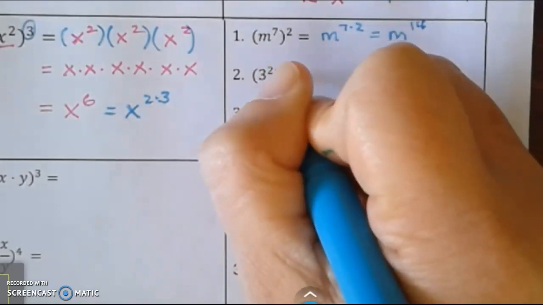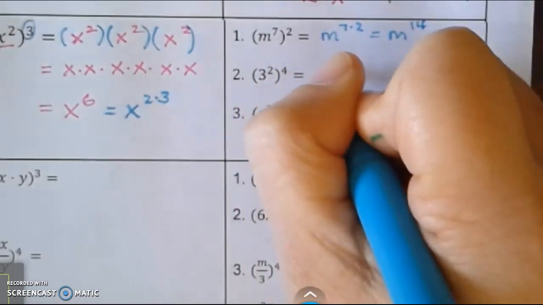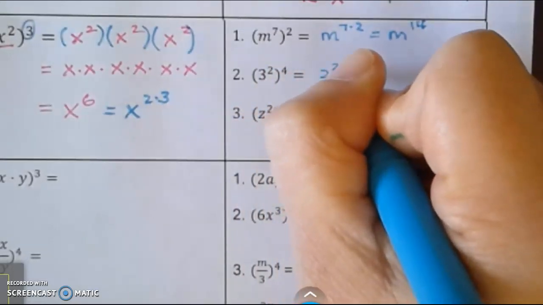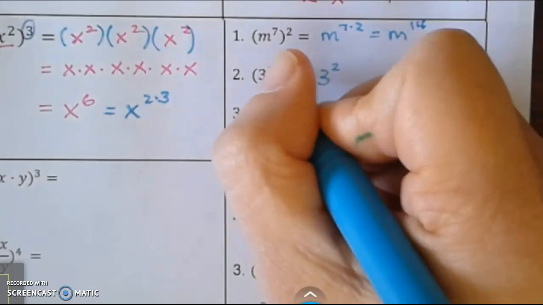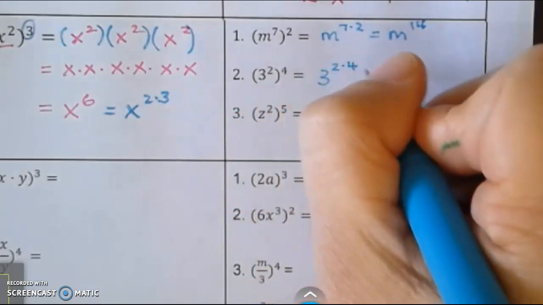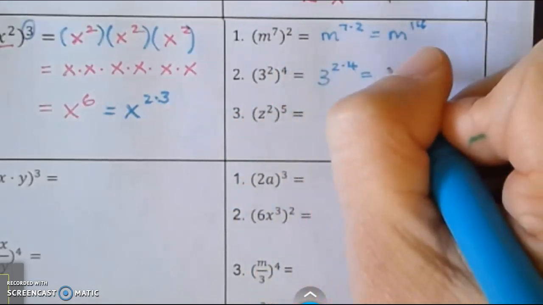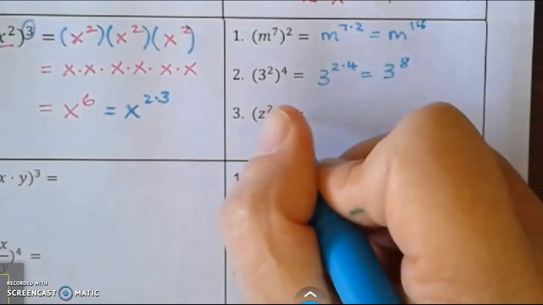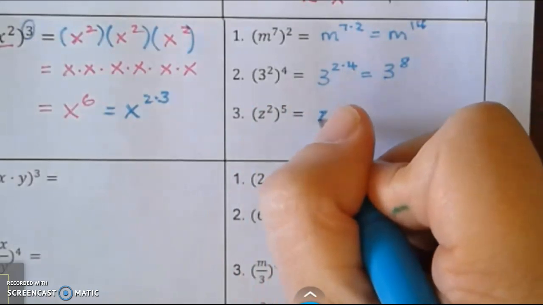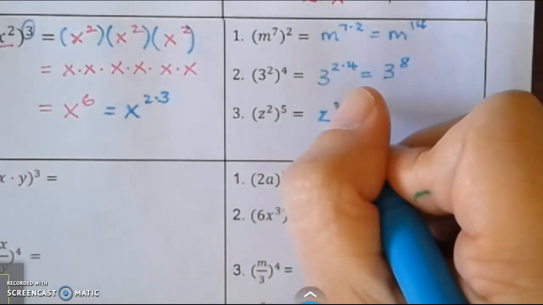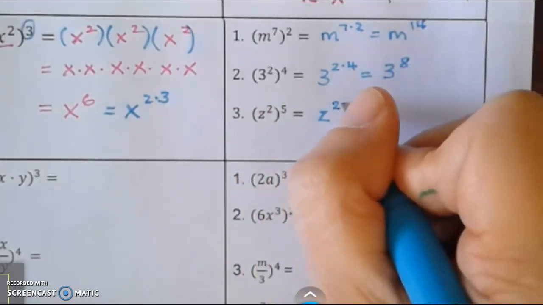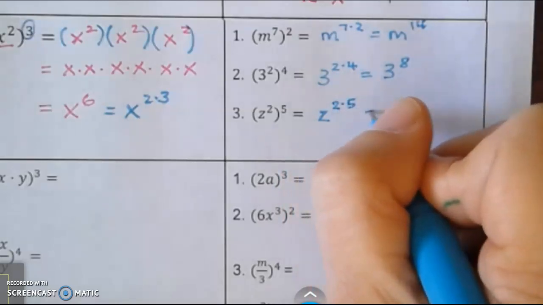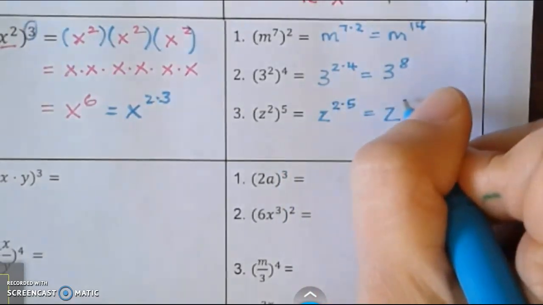What about 3 squared all raised to the power of 4? That's the same as 3 to the power of, and then we can multiply 2 times 4 here, just doing the exponents separately. 3 to the power of 2 times 4 is 3 to the power of 8. And then finally z squared all raised to the power of 5 is the same as z to the power of 2 times 5, which is the same as z to the power of 10.